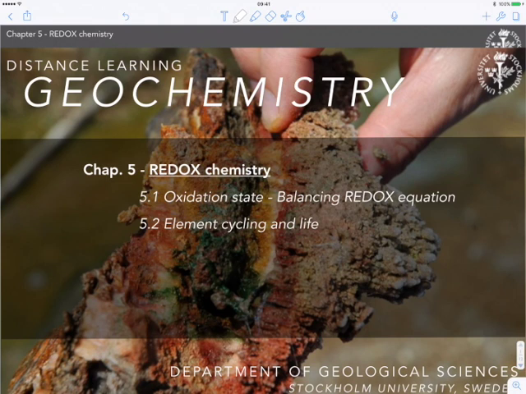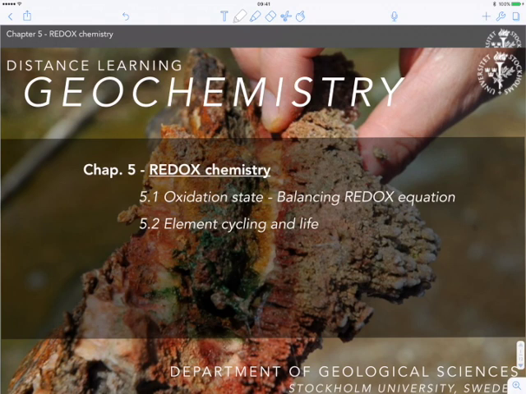Welcome to chapter 5 that will deal with redox chemistry. We will first shortly present the redox theory, what is a redox reaction, the oxidation state, and how to balance redox equations. I will show you a method that I think is a very good one to be sure that you're balancing any redox equation the right way.